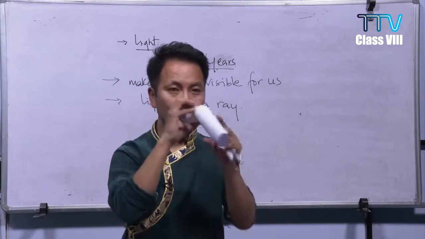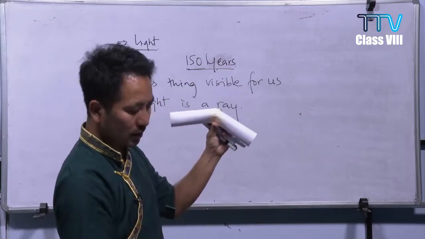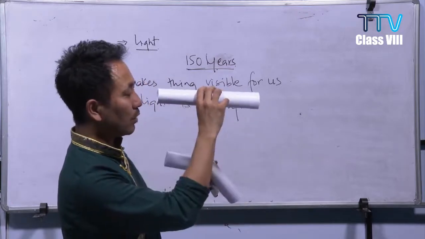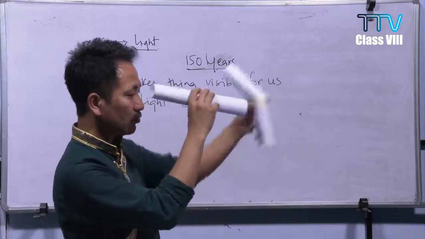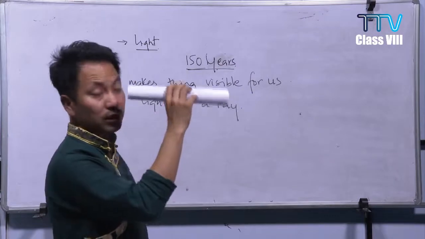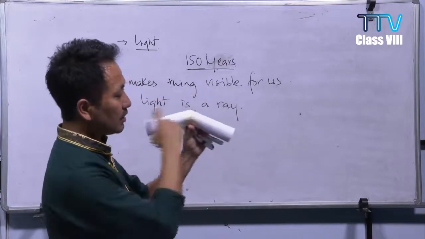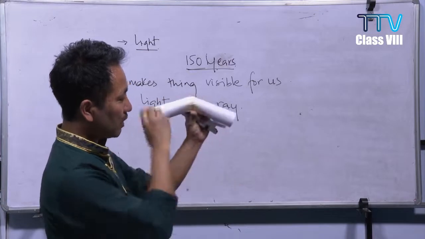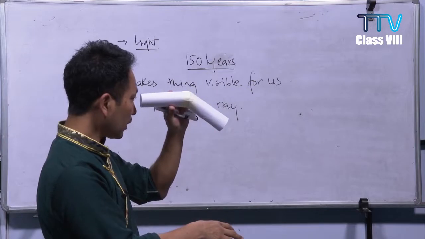I can't see anything because it's bent. So which means I can see anything on the opposite side. That's because light travels in a straight line. In this case, when the same pipe is bent, I can't see anything.